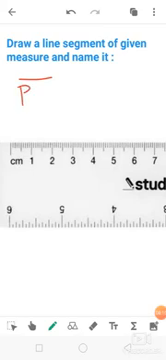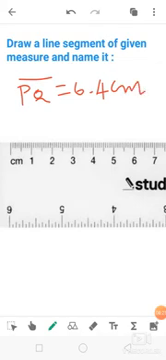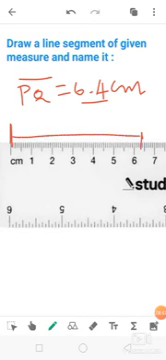Line segment PQ is equal to 6.4 centimeter. Starting point 0, it is 6.4. First we have to see where is 6. After 6, we have to count 4 lines. Mark it and then join the lines, and you have to name it.